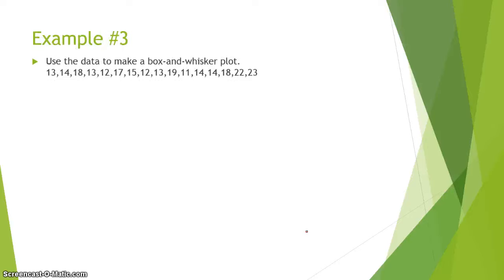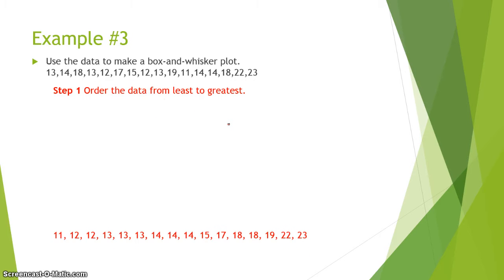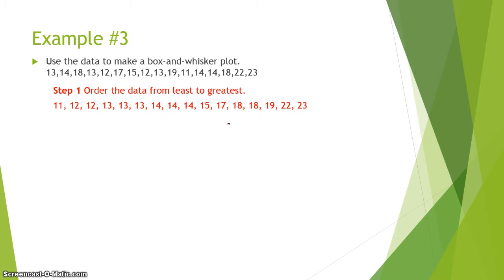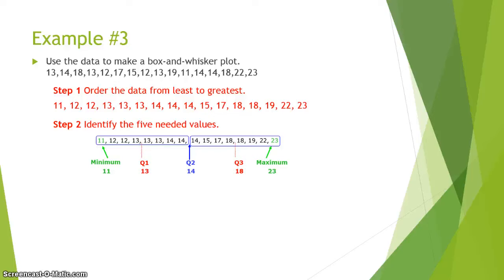Here we have data to make a box and whisker plot. We have 13, 14, 18, all these numbers, and we want to make a box and whisker plot. The first thing we need to do is put the numbers in order from least to greatest. So here they are. Make sure you include all the numbers. The next step is to find the 5 values: your minimum, your first quartile, your median, your third quartile, and your maximum. After I put them in order, my minimum is going to be 11.